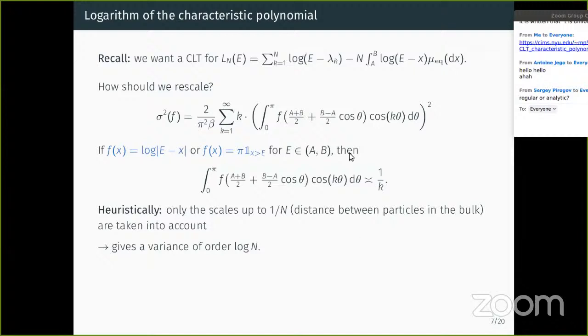The truth is that actually the function f, you can regularize it up to a scale 1 over n, because 1 over n is the typical distance between particles in the bulk. So the fact that it's varying at scale 1 over n or no scale at all, so a pure jump like here, makes no difference. That's the hope.